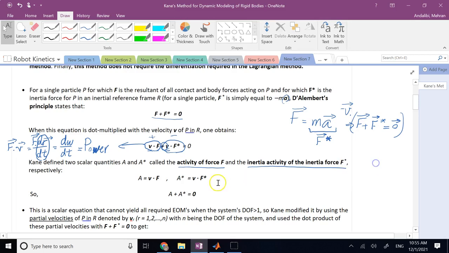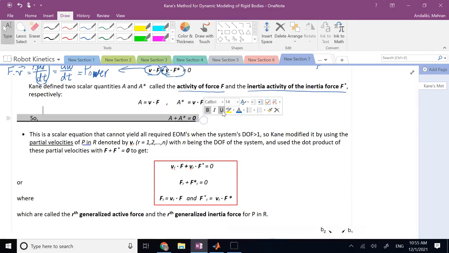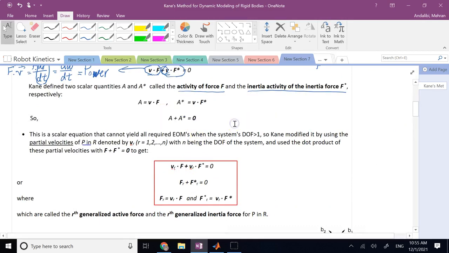Okay, so it says now activity plus inertial activity is equal to 0. Again, that's the same thing. It's just you're calling it some new term. Good. Now, what's the problem here? Well, the problem is this is very good. This is an excellent idea if you want to describe the equation of motion for one particle, right?